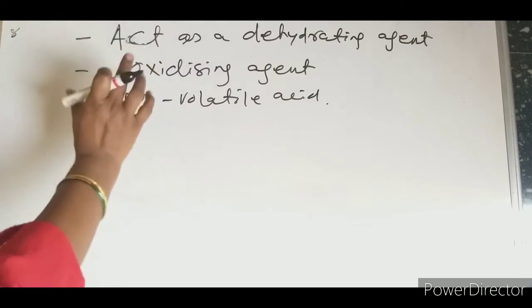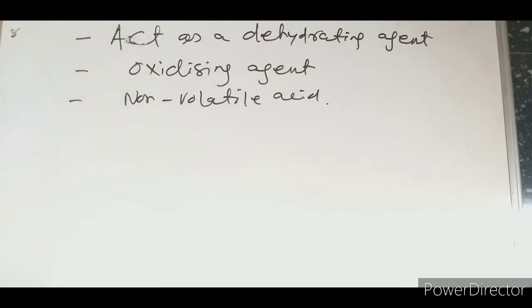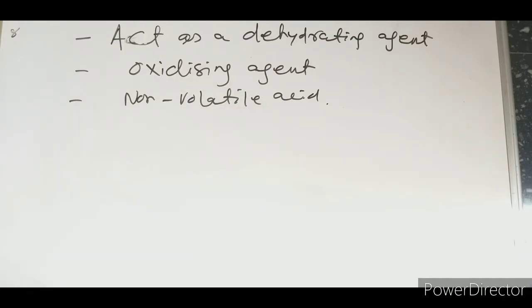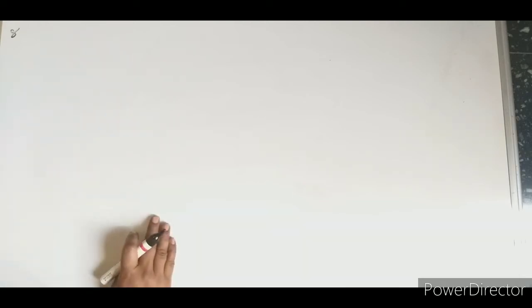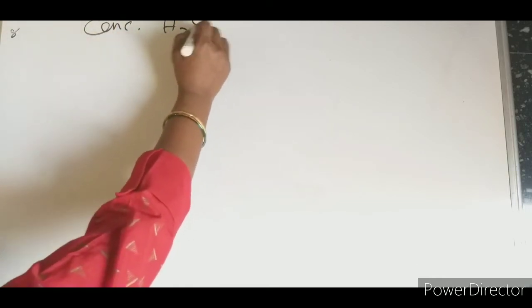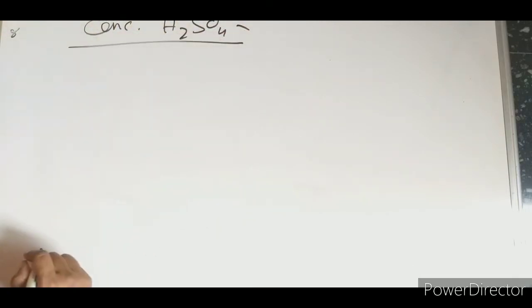Board will give some match the following, just like that one. Few equations will be given, and another column will be given as name the properties: acidic property, dehydrating property, oxidizing property. So you have to match this equation, and you have to write side by side which type of reaction it is. So now we are going to discuss the properties of concentrated H2SO4. These are very, very interesting.